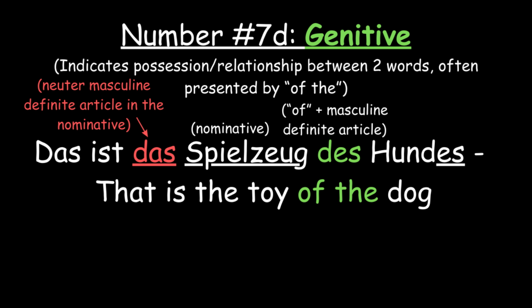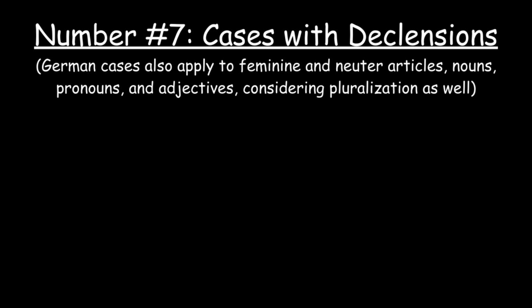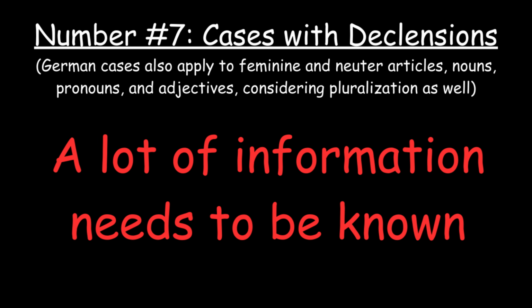At this point, the German cases become complicated, so I will stop here. This was the last thing to know before learning German, so the German cases also apply to feminine and neuter articles, nouns, pronouns, and adjectives. Considering that many words can be plural, this system expands even more, so there is a lot of information that needs to be known. Anyhow, these are things to know before learning German.